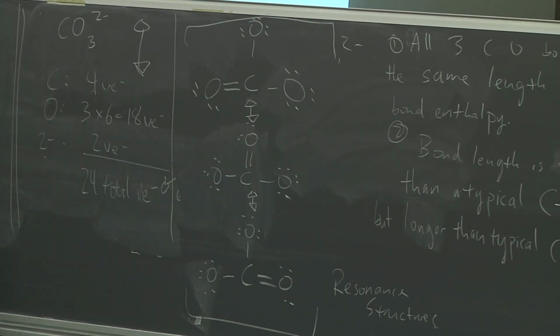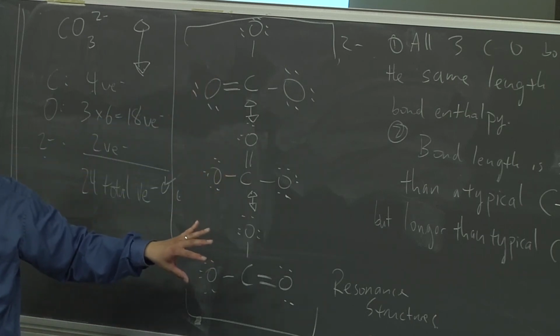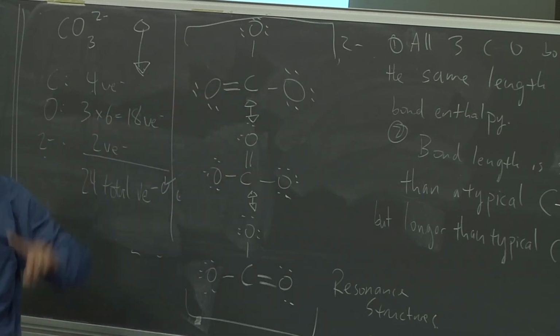Isn't that called isomers? It's not quite isomers. Isomers are different compounds. They're connected differently, but they have the same elements. But these aren't really different molecules that are connected differently. They're different representations of a single molecule. We're going to see isomers right now.